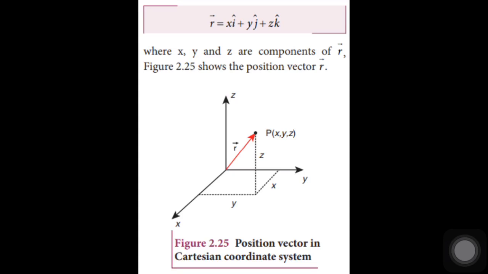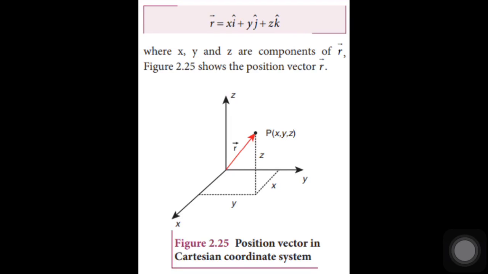So if the point is (x, y, z), then we can write the position vector small r as r = xi + yj + zk. That means we have written the position vector in component form. We know this i, j and k are unit vectors along the x, y and z directions.